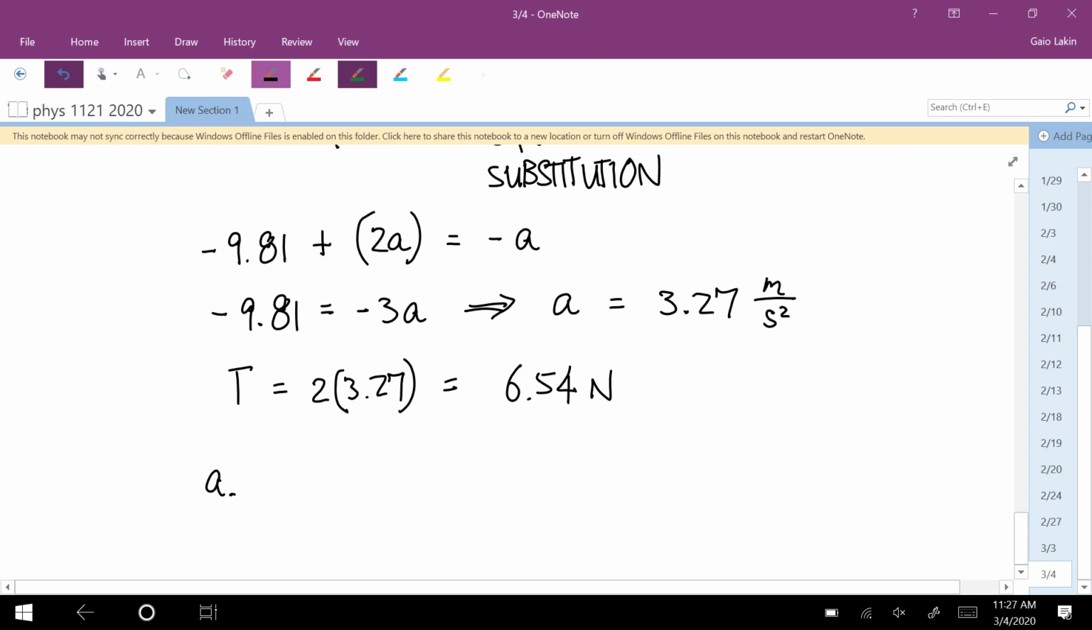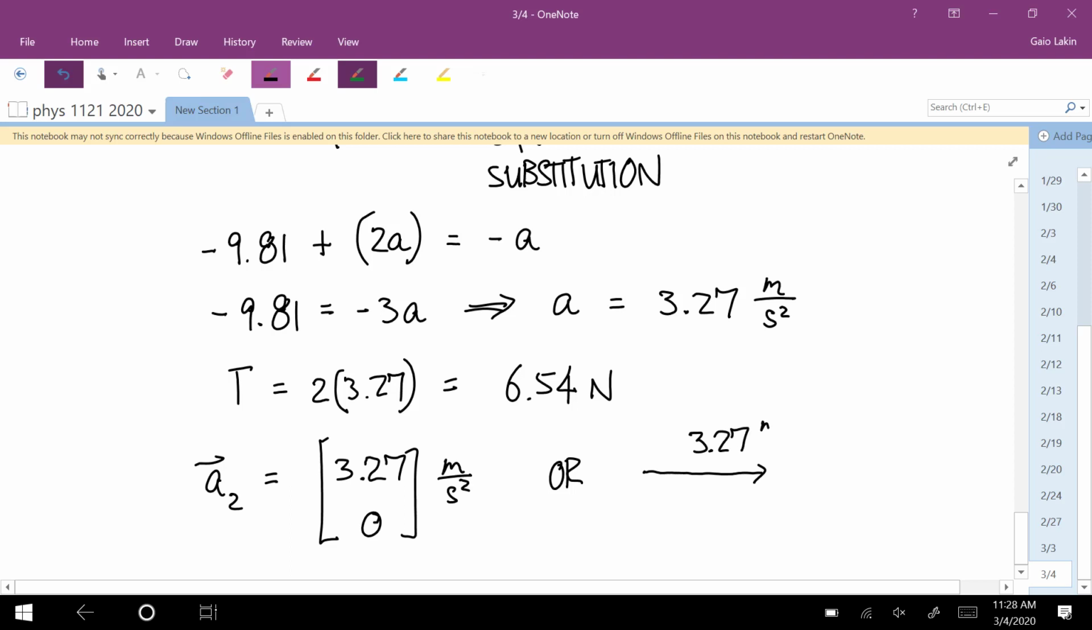So a2 is equal to 6.54. Nope, I used the wrong one. A, 3.27 meters per second squared. Or another way to think of that is in the positive x direction with a magnitude of 3.27.